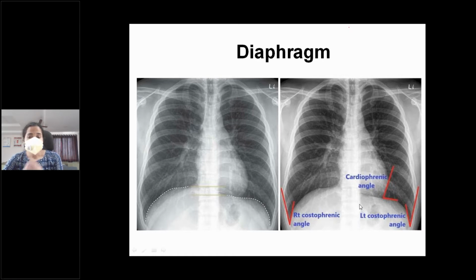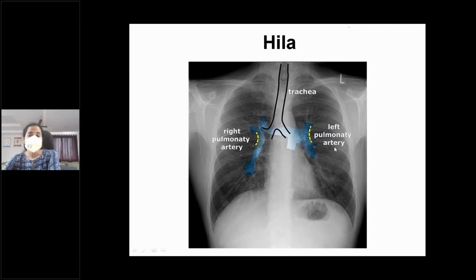Now these angles are also important. Whenever there is obliteration of the angle, either due to a pleural effusion or some mass, you have to be able to identify it. And this is the hila. This is the right pulmonary artery. This is the left pulmonary artery, casting their opacities, their shadows.